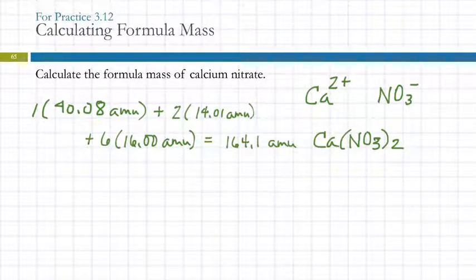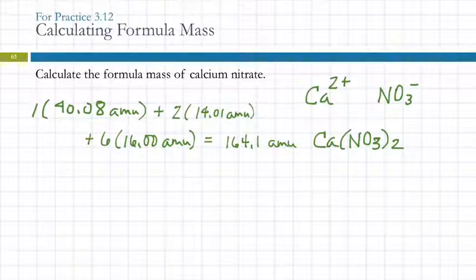Okay, so what I do is I just write down all the digits. And usually this number in a calculation is not going to limit the number of significant figures. So just write down all the digits and don't worry about it. But that's the mass of one formula unit of calcium nitrate. Any questions?